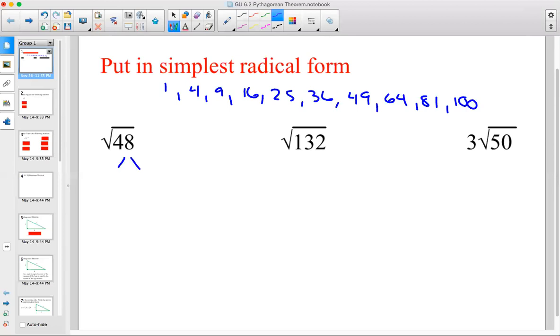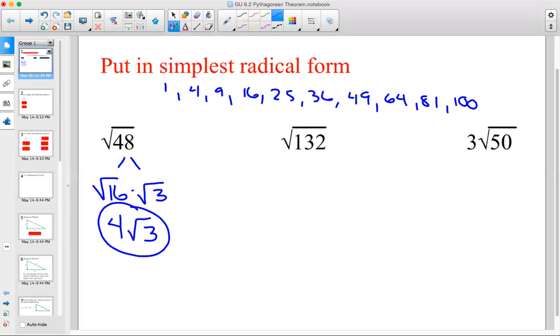So I'm going to split this up into 2 radicals. One that's the perfect square, and one that we'd have to multiply that perfect square by to get that number. So 48, I can get that by multiplying 16 times 3. And because 16 is a perfect square, when I take the square root of 16, I get 4 radical 3. That is my simplified radical form.